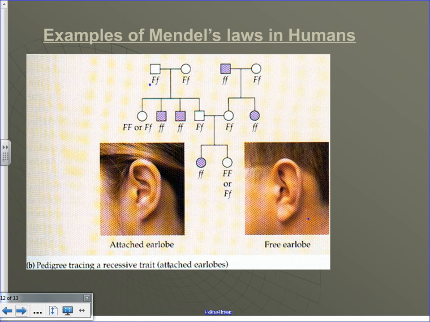The father and the mother were both hanging earlobes, but in order for this to happen, they both had to be heterozygotes. All right, that's it for that.